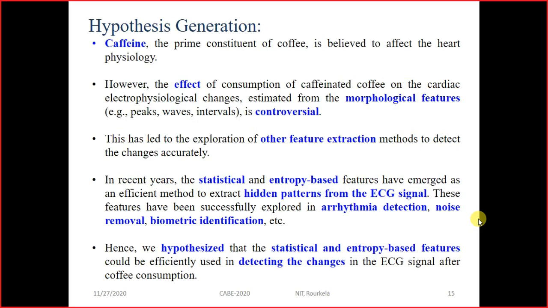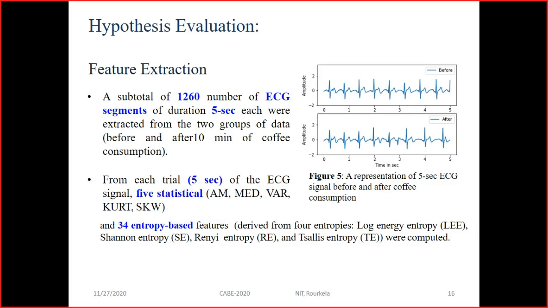So the hypothesis we have already discussed. Just a point to be noted over here: in recent years, statistical and entropy based features have emerged as an efficient method to extract hidden patterns from ECG signals. These features have been successfully exploited in arrhythmia detection, noise removal, biometric identification, and many other things. Now, if you see, a subtotal of 1260 ECG segments of duration 5 seconds each were extracted. So before applying this, we have artificially increased the number, which was much higher than 200.